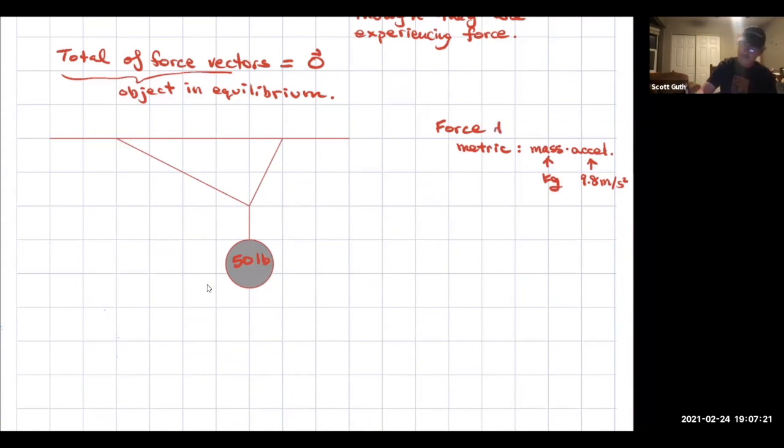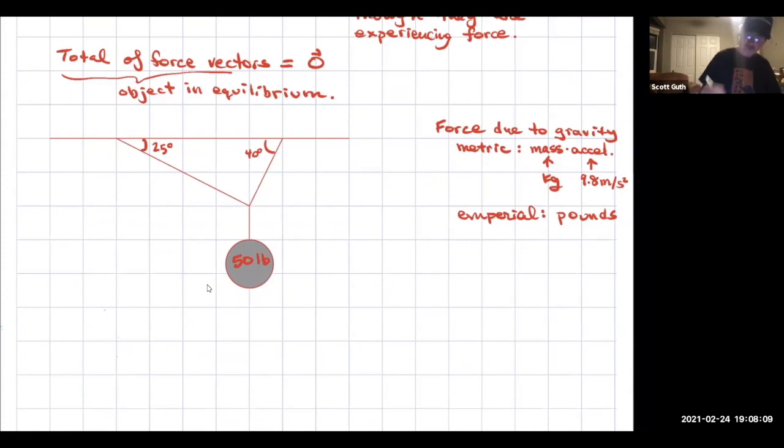This is the force due to gravity. In imperial units, it's just 50 pounds. There's no computation; you don't have to multiply by gravity with imperial units. That's why I'm using pounds. I like them better because they're easier. All right, here are some angles. This one right up here is a 25 degree angle, and over here is a 40 degree angle.